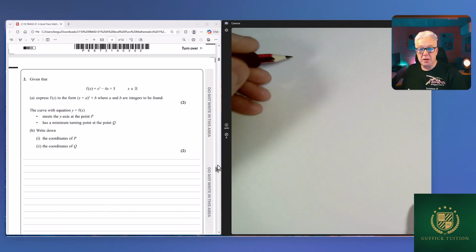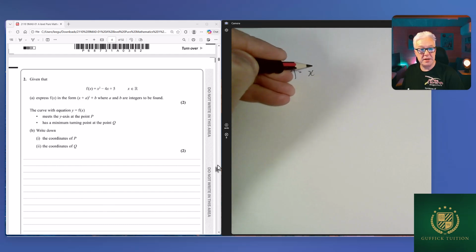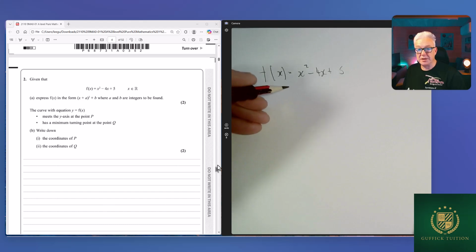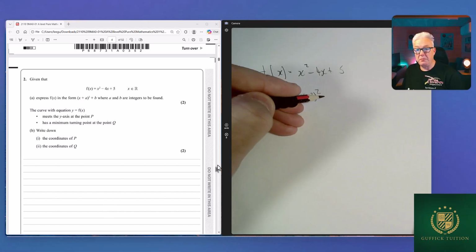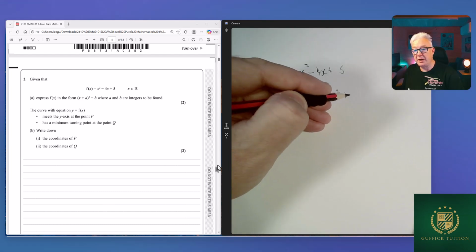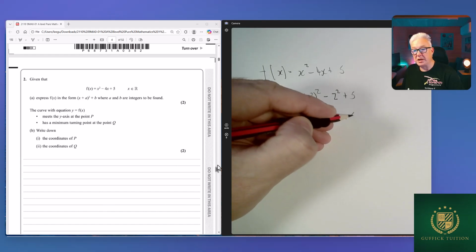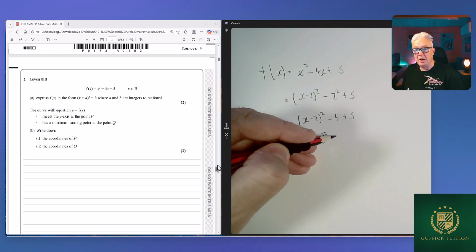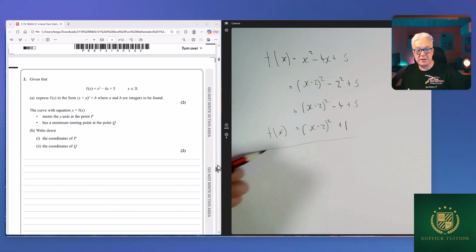Okay, so we're just going to basically complete the square on f of x. So f of x is equal to x squared minus 4x plus 5. So therefore that's going to go to x minus 2 squared minus 2 squared plus 5. So x minus 2 all squared minus 4 plus 5. So therefore x minus 2 squared plus 1. Okay, so that's our part A done. That's our f of x written in that format.